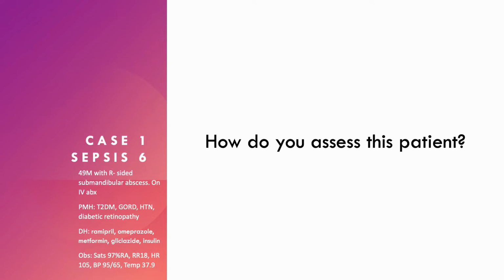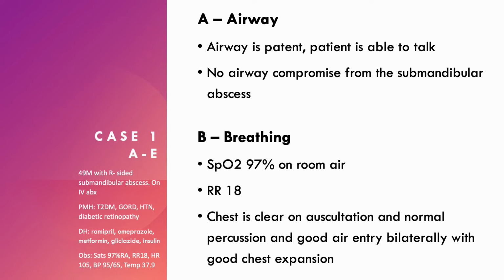So how are we going to go about assessing these patients? We're going to do an A to E assessment, of course. So starting off with airway, the patient's airway is patent and they're able to talk back to you. So if they're speaking to you, you know that the airway is patent. So there's no airway compromise from the submandibular abscess.